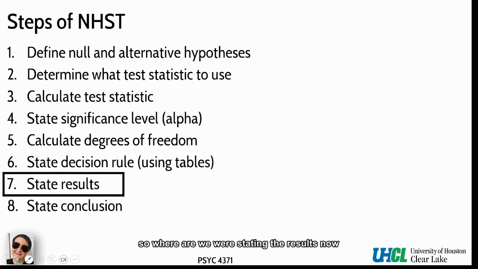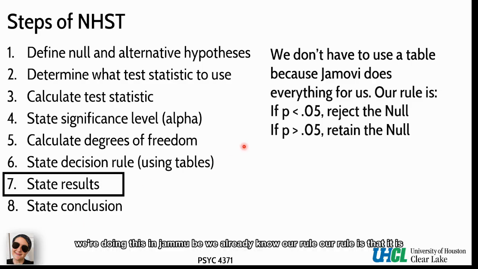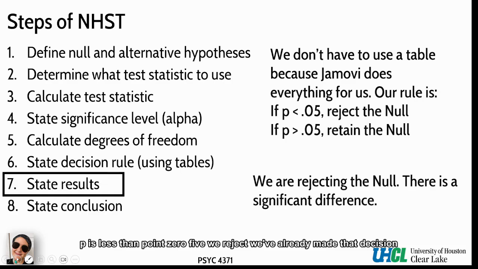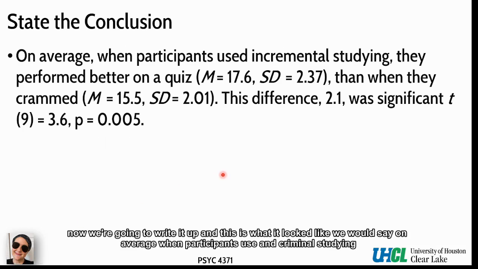So where are we? We're stating the results now. You don't have to use a table because we're doing this in Jamovi. We already know our rule. Our rule is that p is less than 0.05. We reject. We've already made that decision. So there's a significant difference. Now we're going to write it up. And this is what it will look like.